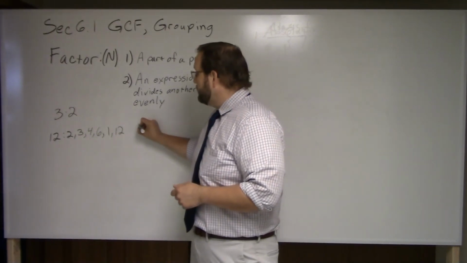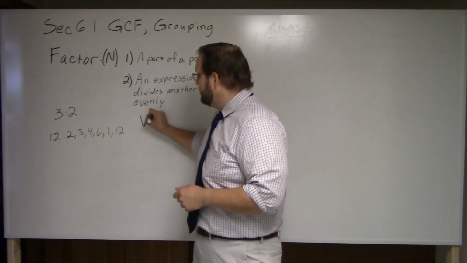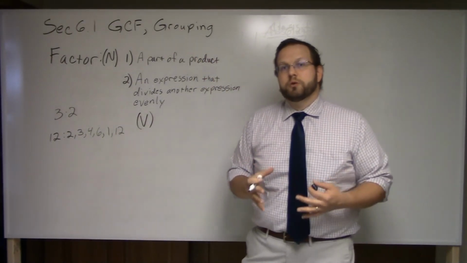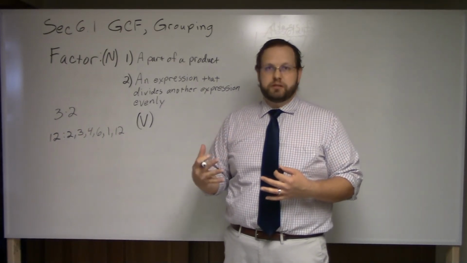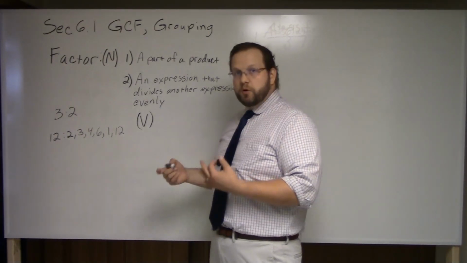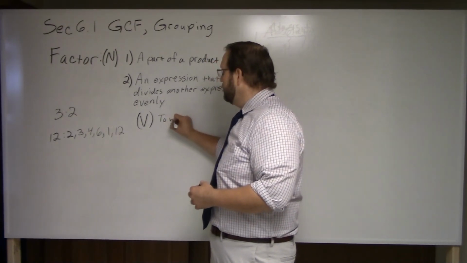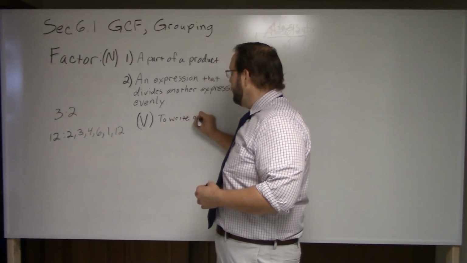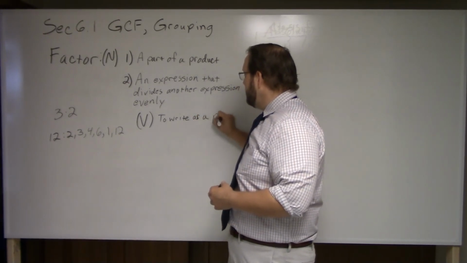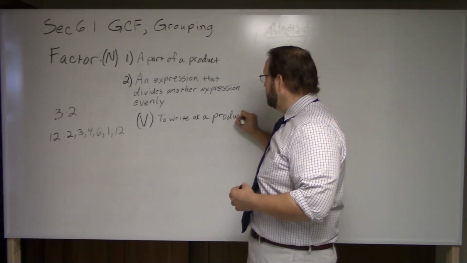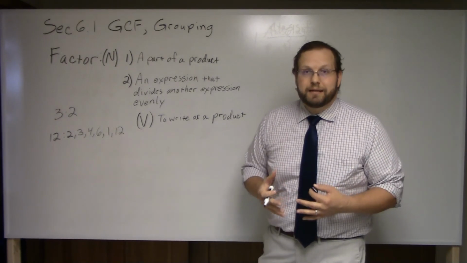Now, the other way we can use factor is as a verb, and that's what we're really going to be talking about in depth with this chapter. And the verb form of factor, to factor something, is to write as a product. Okay, we're writing something as a product.